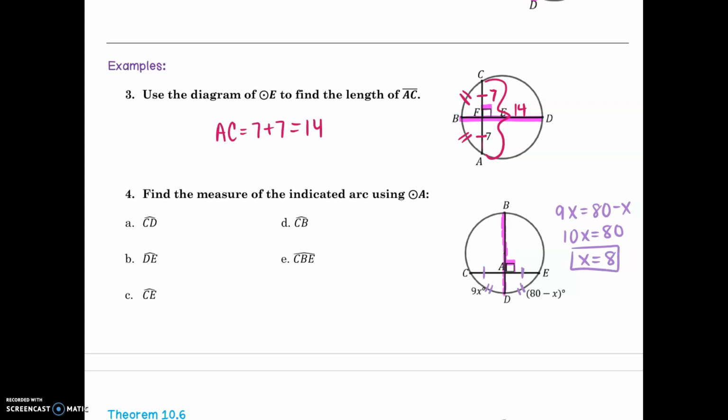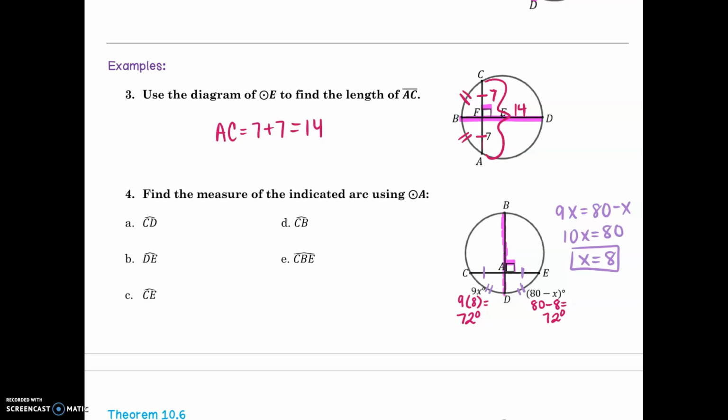Now we're going to plug in 8 for x to find some of our arc measures. If we take a look at arc CD, we have 9 times 8, which is 72 degrees. Here we have 80 minus 8, which is also 72 degrees. We should get the same value because those arcs are congruent.